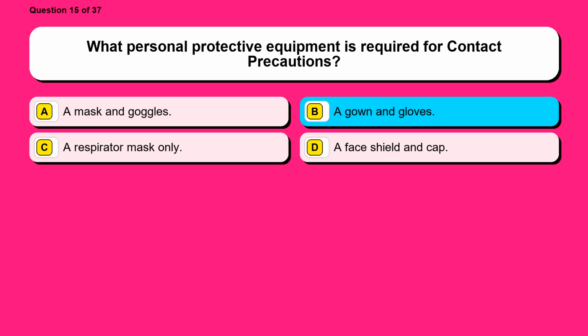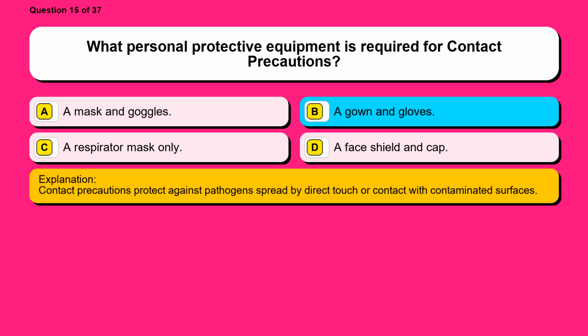The correct answer is option B, a gown and gloves. Contact precautions protect against pathogen spread by direct touch or contact with contaminated surfaces.